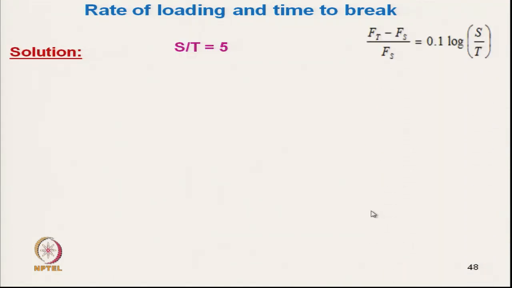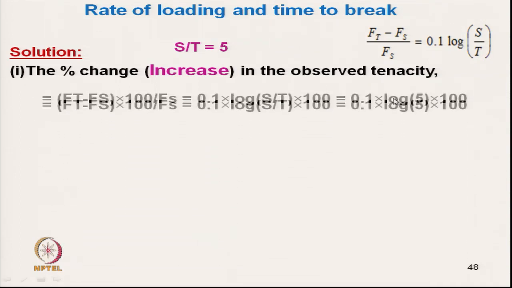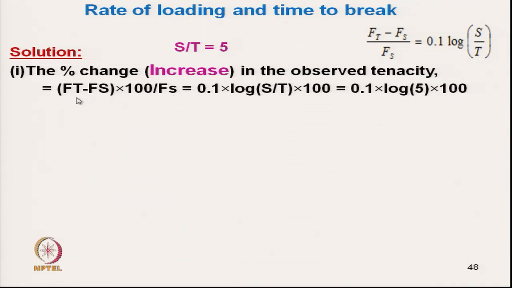So, if we see again, S by T is 5. So, the percentage change here we can definitely say is an increase. The percentage increase in observed tenacity is (F_T minus F_S) by F_S multiplied by 100, which is 0.1 log S by T. So, 0.1 log 5 multiplied by 100 becomes 7%. So, from 100 millimeter per minute to 500 millimeter per minute, keeping everything constant, we will get an apparent increase in strength of the yarn by 7%.